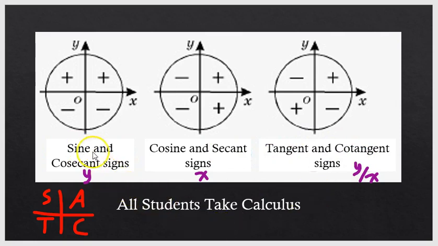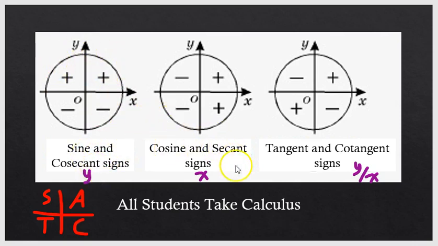Now, starting with sine, I find it helpful to just know that sine and cosecant are both based on your y variable. So if you're looking at an x and a y axis, then whenever the y coordinate, or the y value, is positive, these functions will be positive. And whenever the y coordinate is negative, these functions will be negative. So above the x-axis is positive for sine and cosecant.